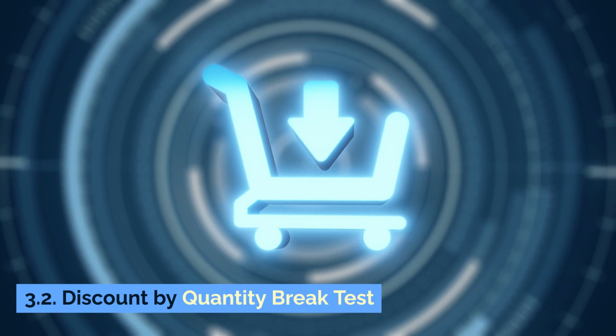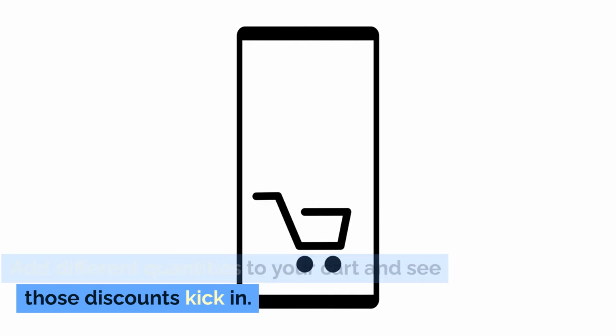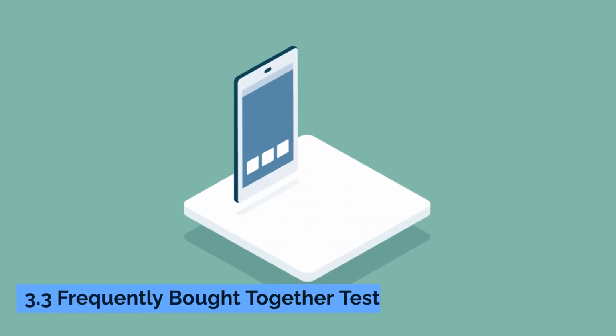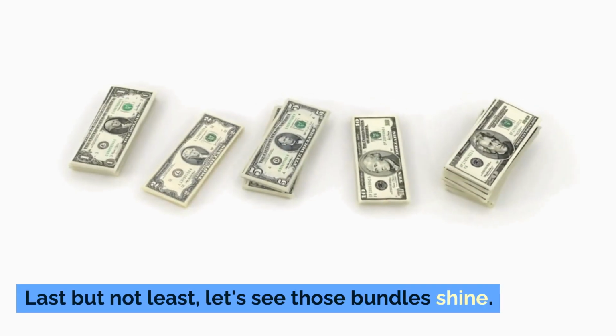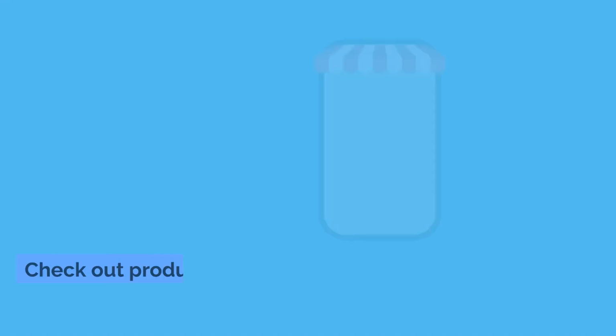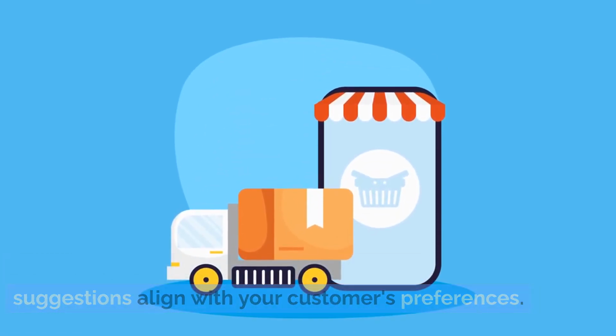3.2. Discount by quantity break test. Time for some savings validation. Add different quantities to your cart and see those discounts kick in. 3.3. Frequently bought together test. Last but not least, let's see those bundles shine. Check out product pages and see if those suggestions align with your customers' preferences.